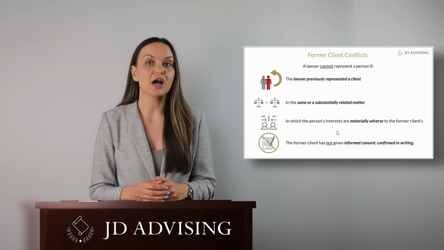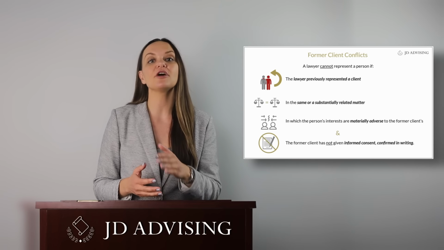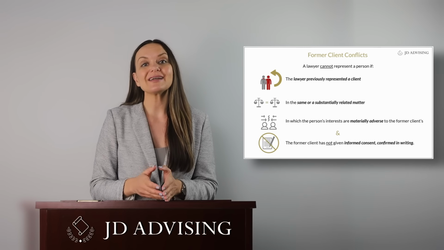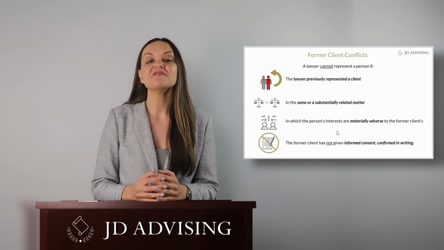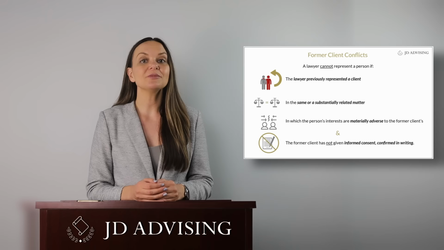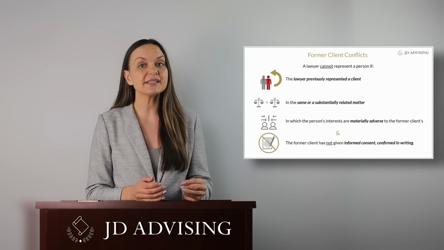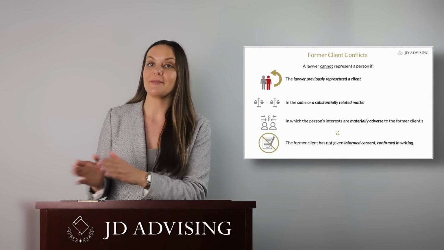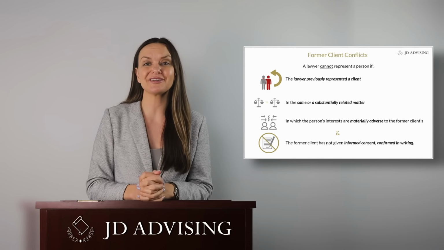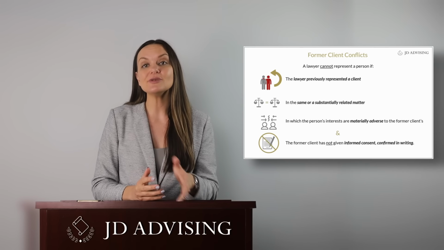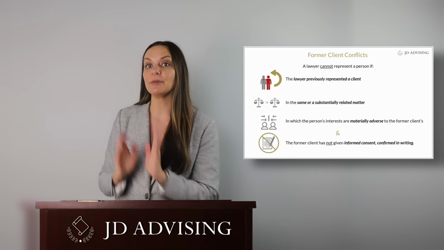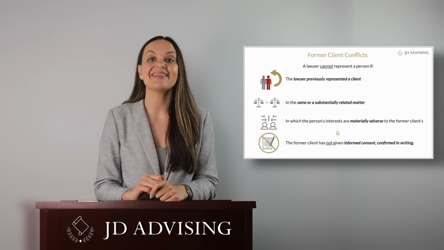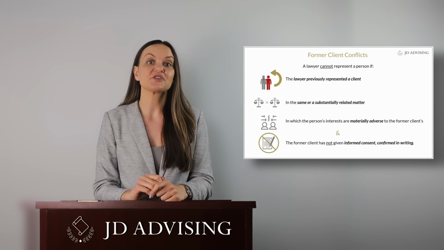This means matters are substantially related if they involve the same transaction or legal dispute, or if there is otherwise substantial risk that confidential, factual information that would normally have been obtained in the prior representation would materially advance the client's position in the subsequent matter. If you learn information about your client, and then later you could use that information against your client to help a new client, then you know matters are substantially related, and that is a conflict of interest under the rules.